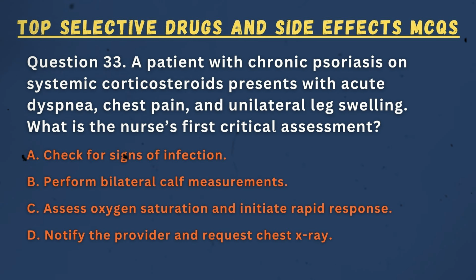Question 33. A patient with chronic psoriasis on systemic corticosteroids presents with acute dyspnea, chest pain, and unilateral leg swelling. What is the nurse's first critical assessment? A. Check for signs of infection. B. Perform bilateral calf measurements. C. Assess oxygen saturation and initiate rapid response. D. Notify the provider and request chest X-ray.